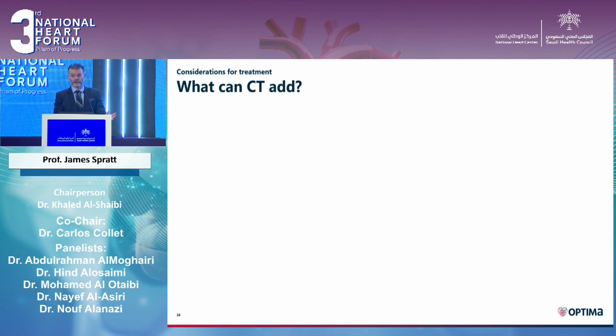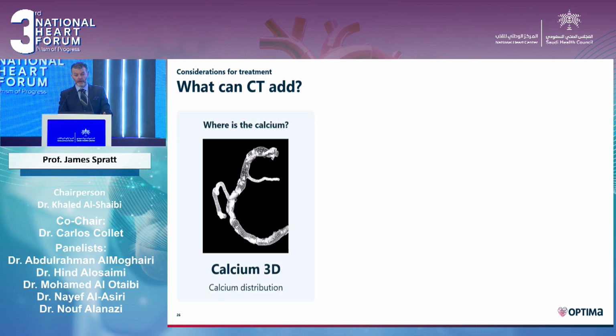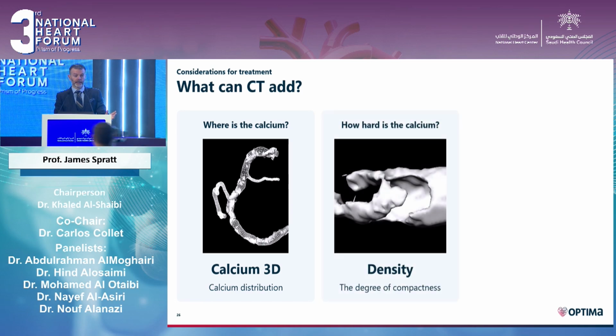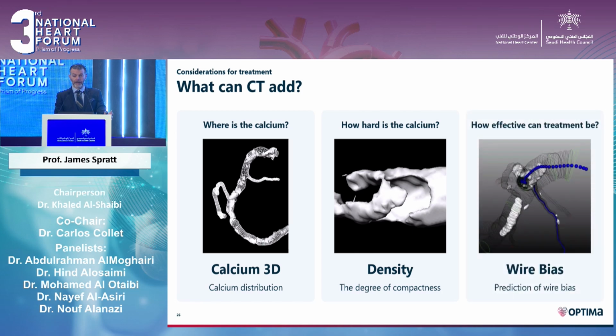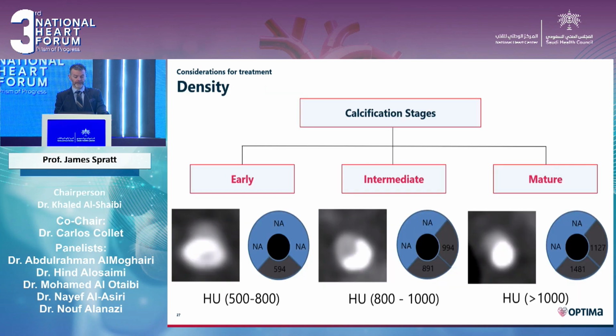But as we've heard from the first session, things are changing. And now we can get a 3D volumetric representation of calcium, in which we start to understand the density of calcium and therefore how severe or how difficult it is going to be to treat, and even how to treat, because we can show wire bias, and we know that's important for atherectomy-based techniques.